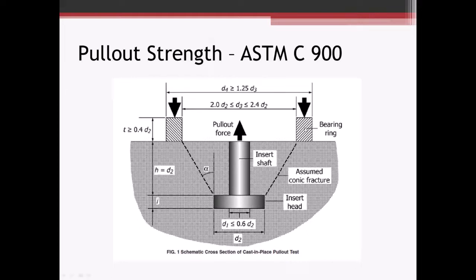You've got a bearing ring. This is kind of a section view, right? This is out of ASTM C900. So you've got this bearing ring that goes around the surface. So you've got your force down on the concrete, and then obviously you've got your pull-out force.